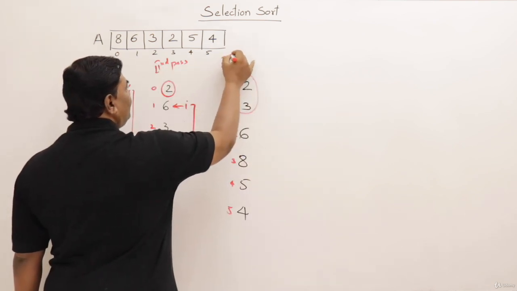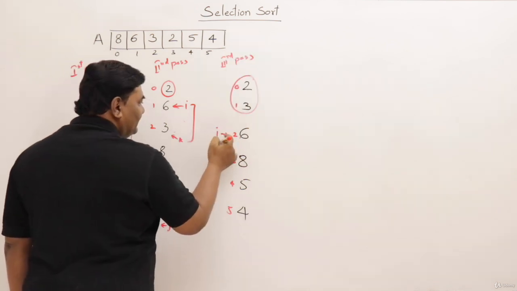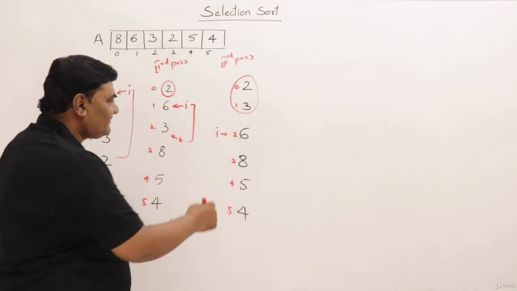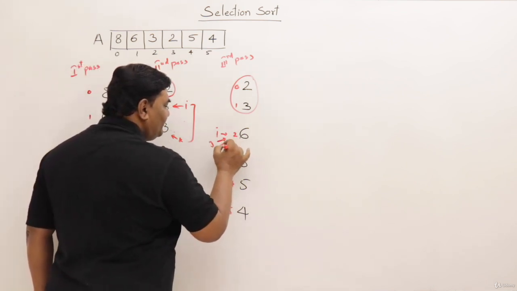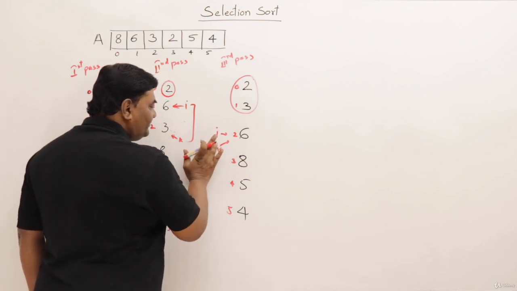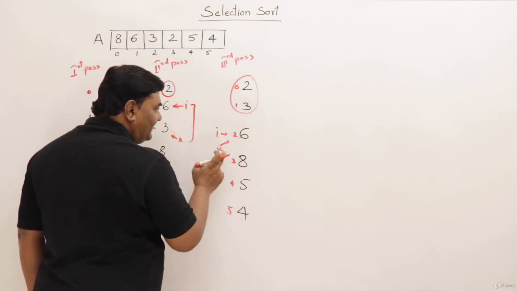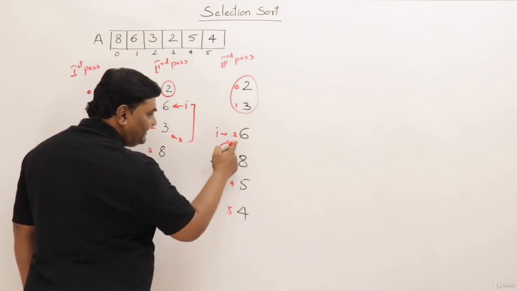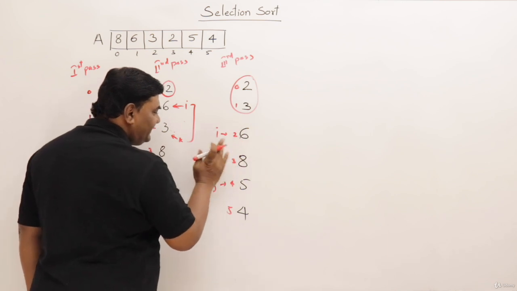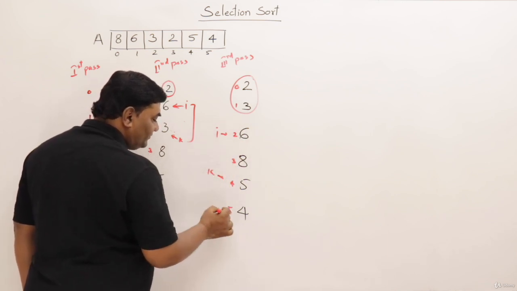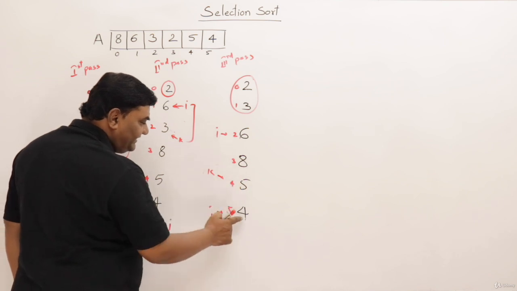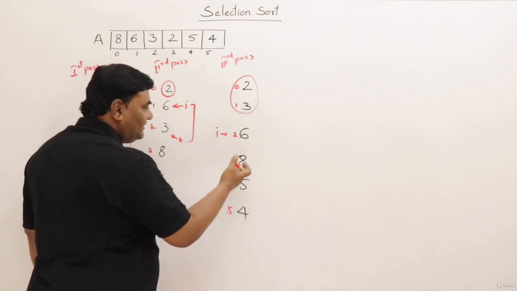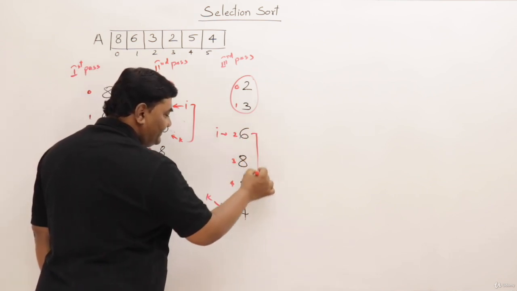Now let us perform third pass. Take I on index 2, that is third element, because already two elements are sorted. I is here, and make J as well as K both point there only. Now start using J to find an element that is smaller than this. Is it smaller than that? No. Is it smaller than that? Yes, 5 is smaller than 6. So bring K here. Then continue. J, is it smaller than where K is pointing? Yes, 4 is less than 5. So bring K here. End of list, and we got the minimum element at index 5. So interchange these two.